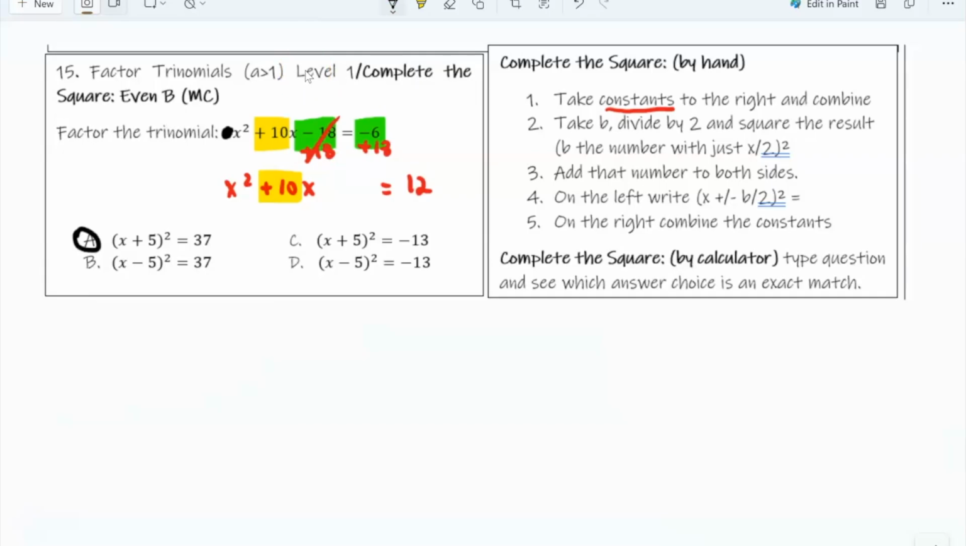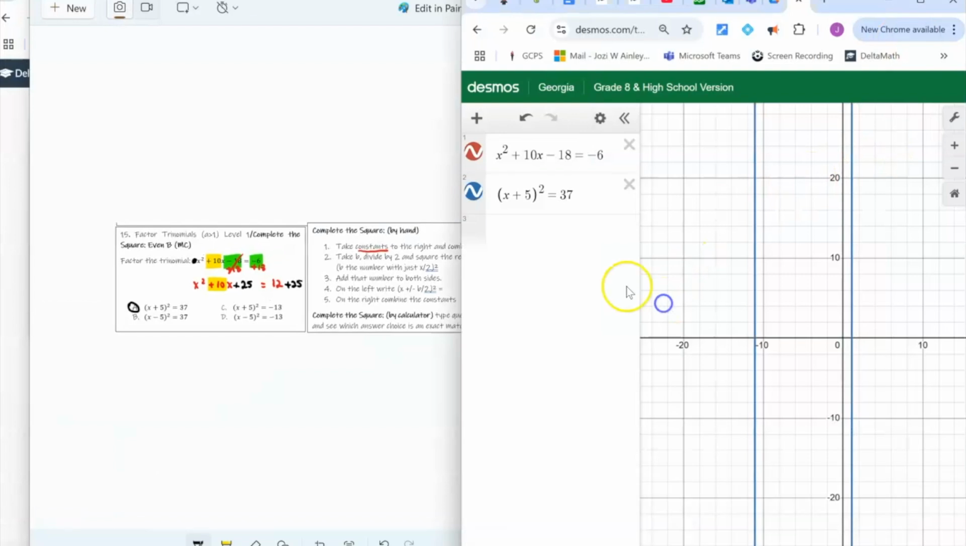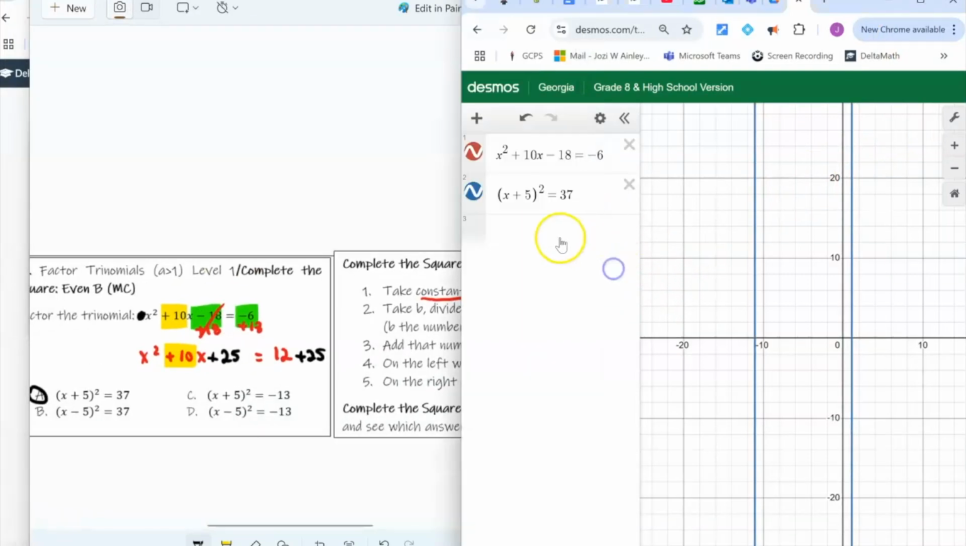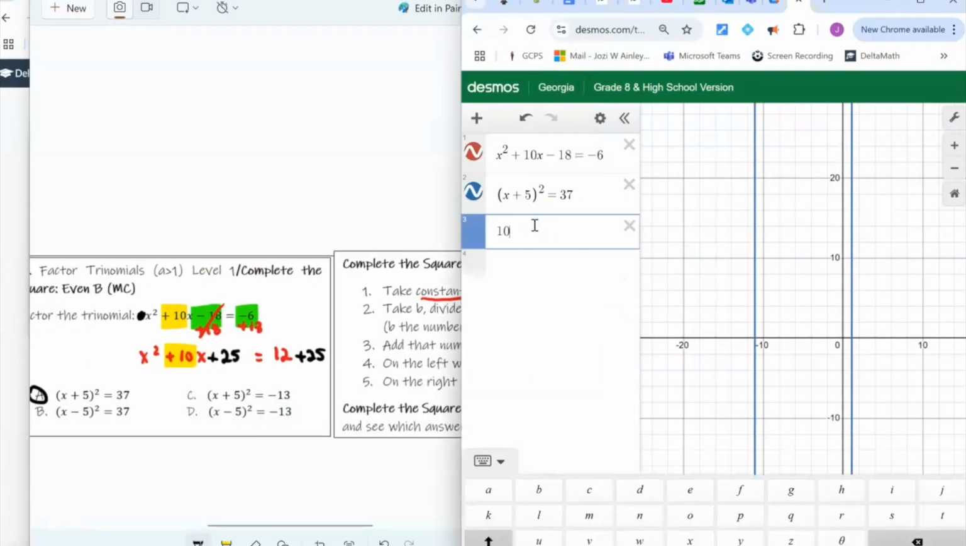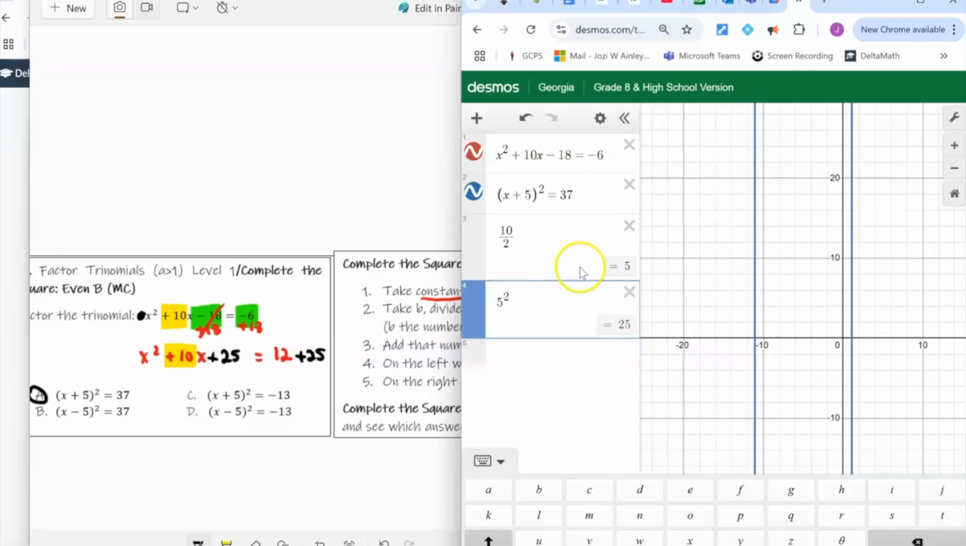And you're going to add that number to both sides. So I'm going to add it to this side and add it to this side. And again, I'm just going to show you that in the calculator. So again, you're going to take b, which is 10, divided by 2, and square it. What's 5 squared? And if you want to square it here, let's see if it'll work actually. Yeah, close the parentheses and then square it. It will work.